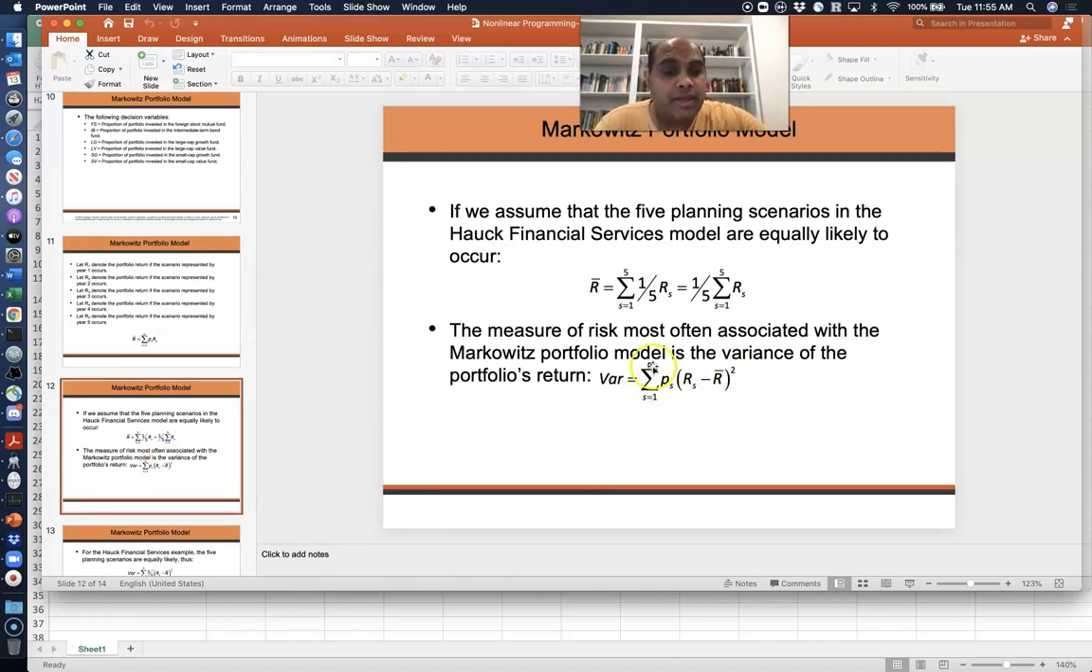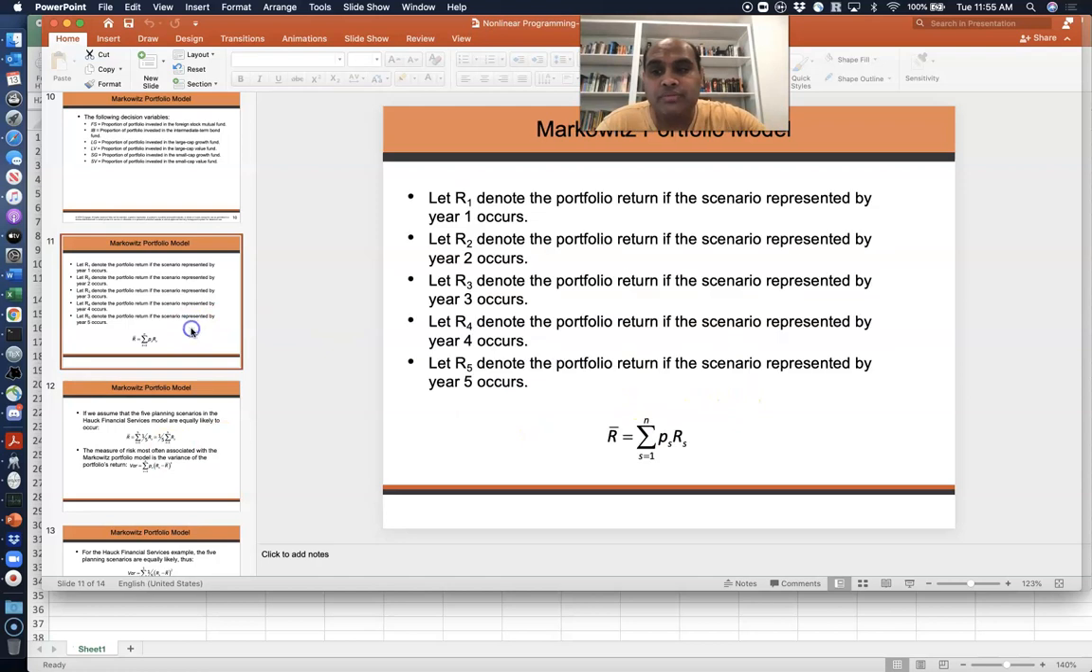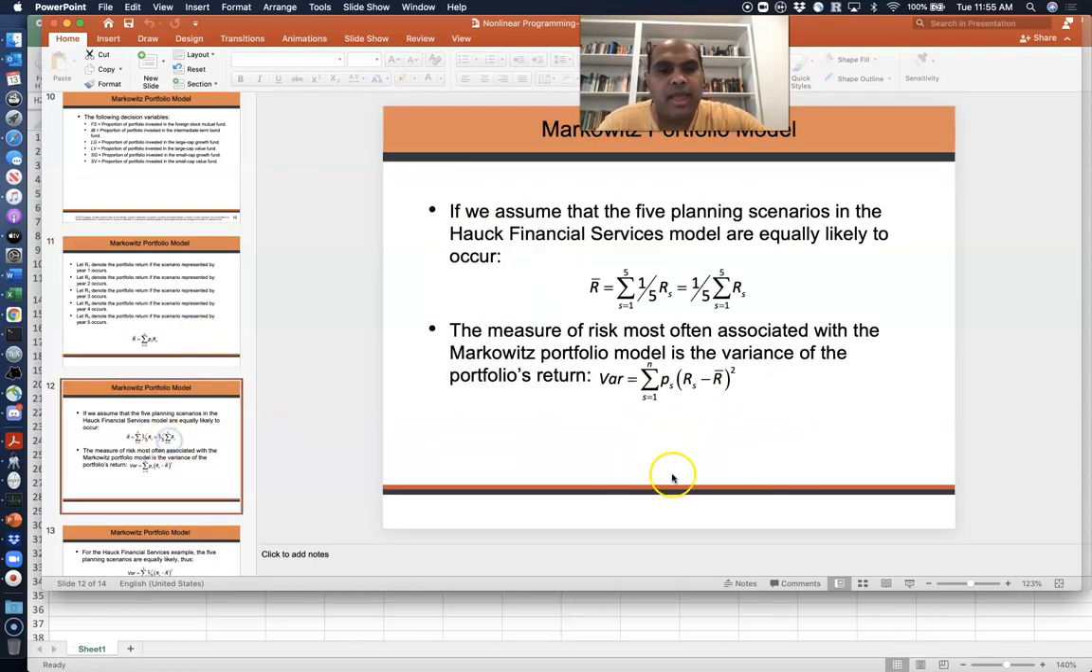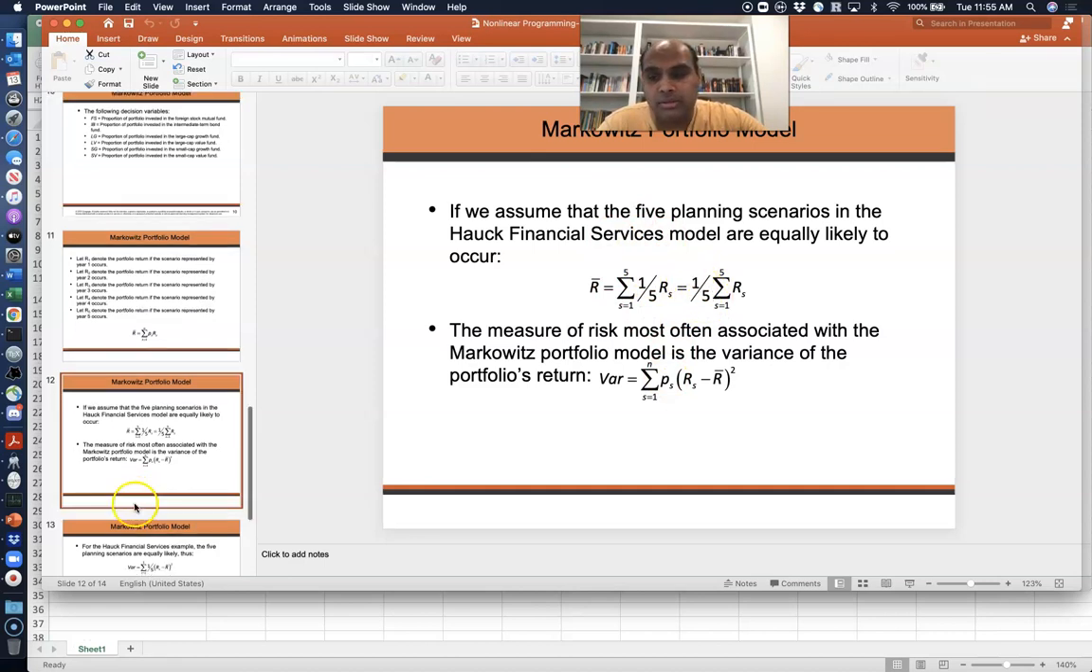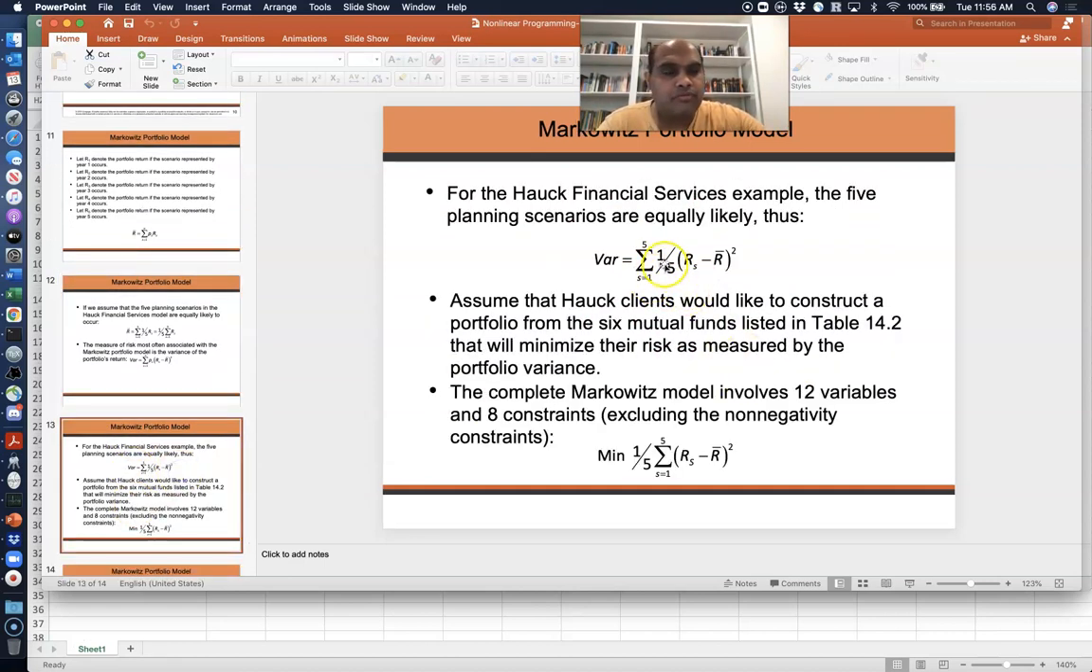After that, we calculate the variance. So the variance is the difference between each of the returns, R1, R2, R3, R4, R5, and R bar. So you take the difference of those values, square the differences, and multiply it with the corresponding probabilities. Now for this model, we are going to assume that the probabilities are all equal. So we're going to take 1/5, 1/5, 1/5 each time, but it doesn't always have to be 1/5. It can be different probabilities, and we'll see that. So I'll set this model up with 1/5, 1/5, 1/5, and then we'll see what happens if the probabilities are different, right?